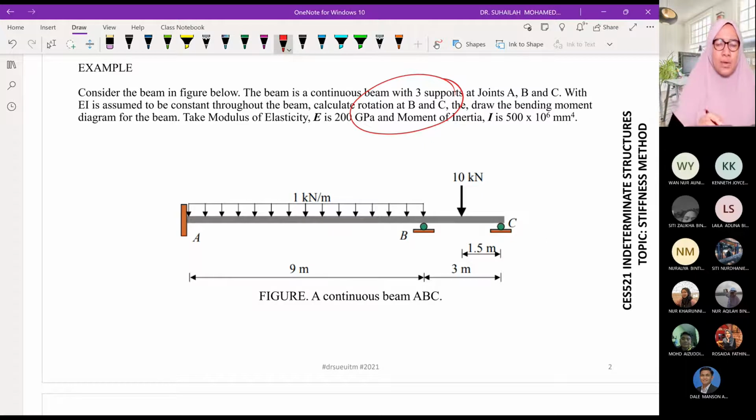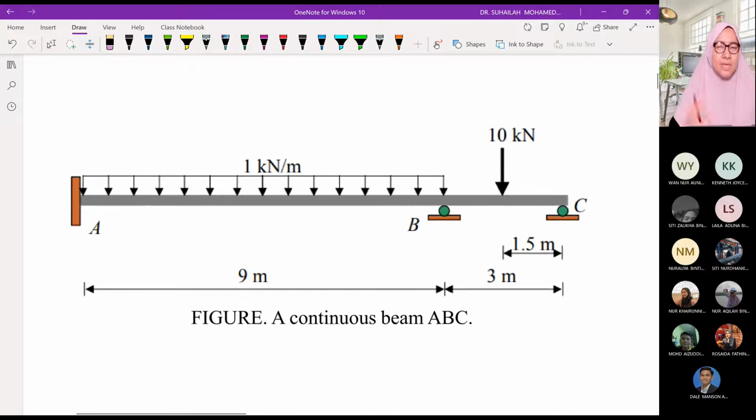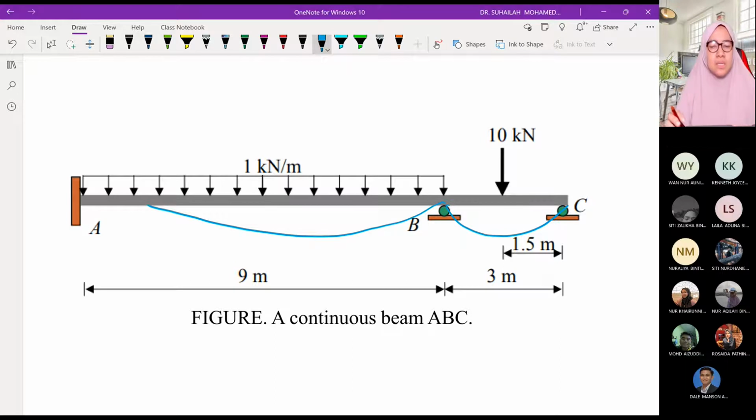What does rotation at B and C mean? If we look at this beam conventionally, the deflection of the beam due to loading and based on the support condition is something like this. This is the displacement, the beam deflection due to this loading.